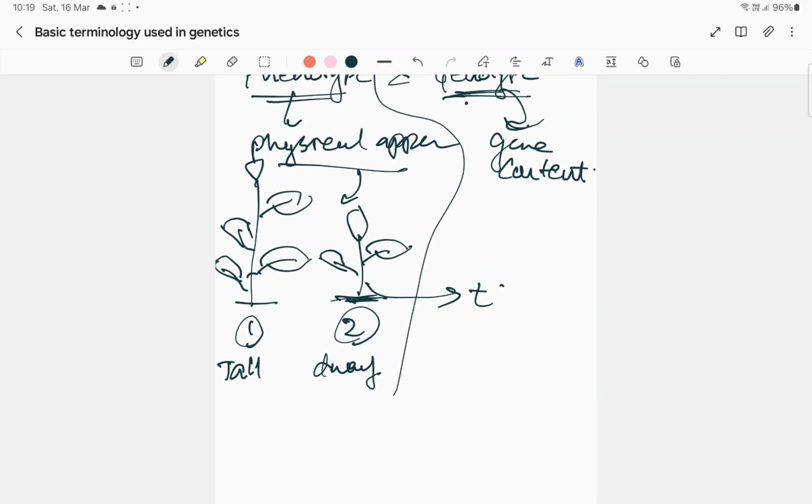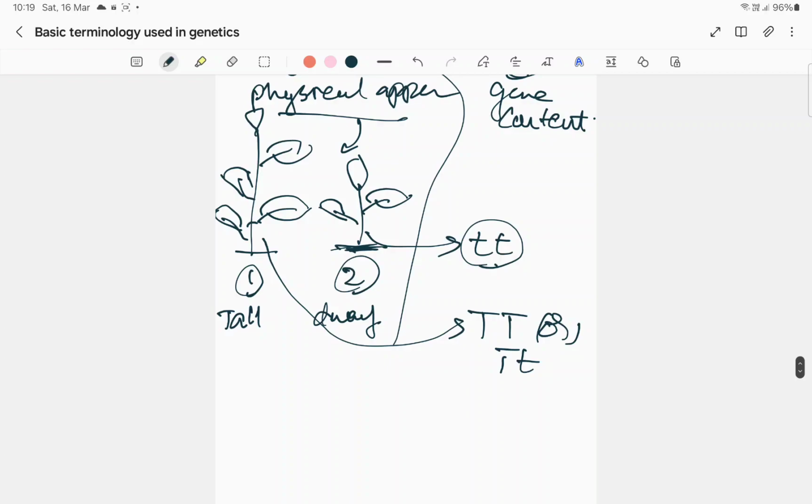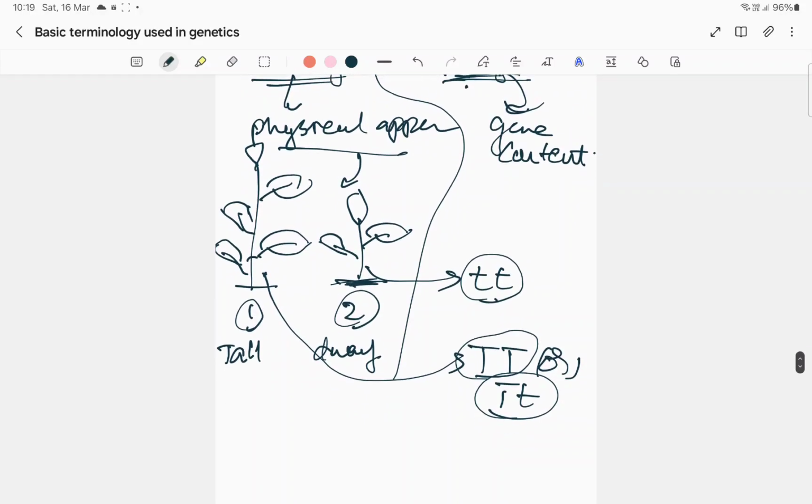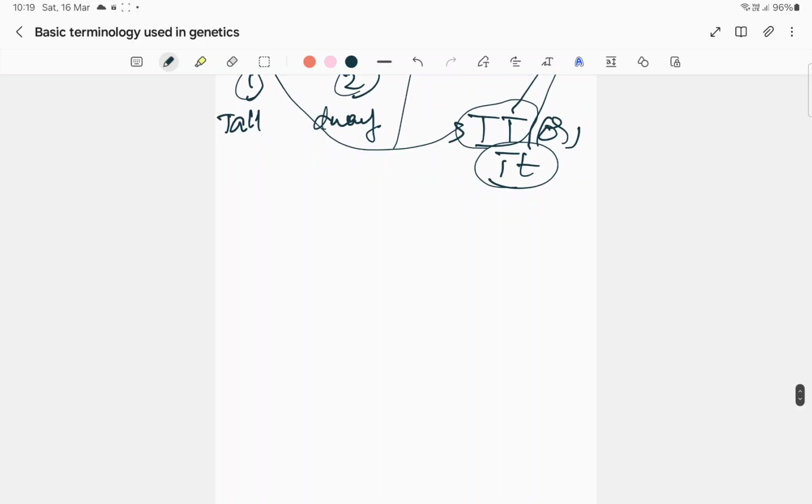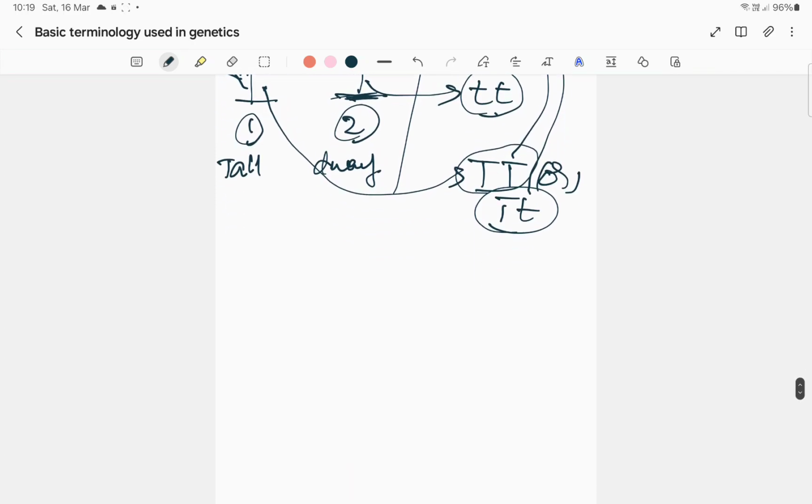This will come due to the small t allele present in that, and this may come from capital T, capital T or capital T, small t. We can't say that by seeing. We can say this is a tall plant, but we can't say which form of allele has been present to get this height of the plant. So it's based on the gene content present in the plant. This is said to be the genotype, genetical, right? It's based on the gene content.